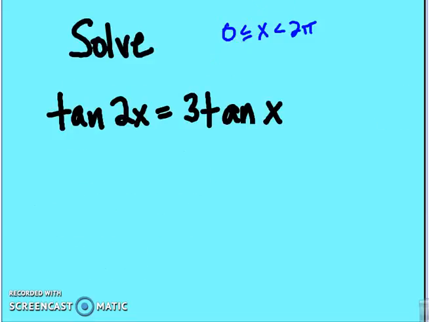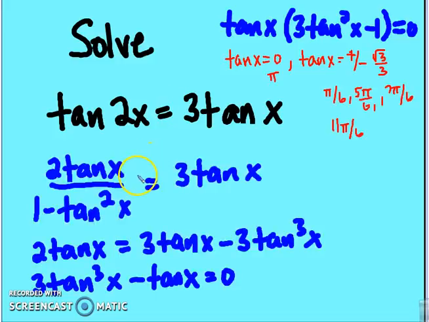All right, next one. Tangent 2x is equal to 3 tangent x. I'm going to rewrite this as 2 tangent x over 1 minus tangent squared x is equal to 3 tangent x. So I'm going to multiply the denominator by both sides: 2 tangent x is equal to 3 tangent x minus 3 tangent cubed x. I'm going to simplify: 3 tangent cubed x minus tangent x is equal to 0. I end up with tangent x times 3 tangent squared x minus 1 is equal to 0.